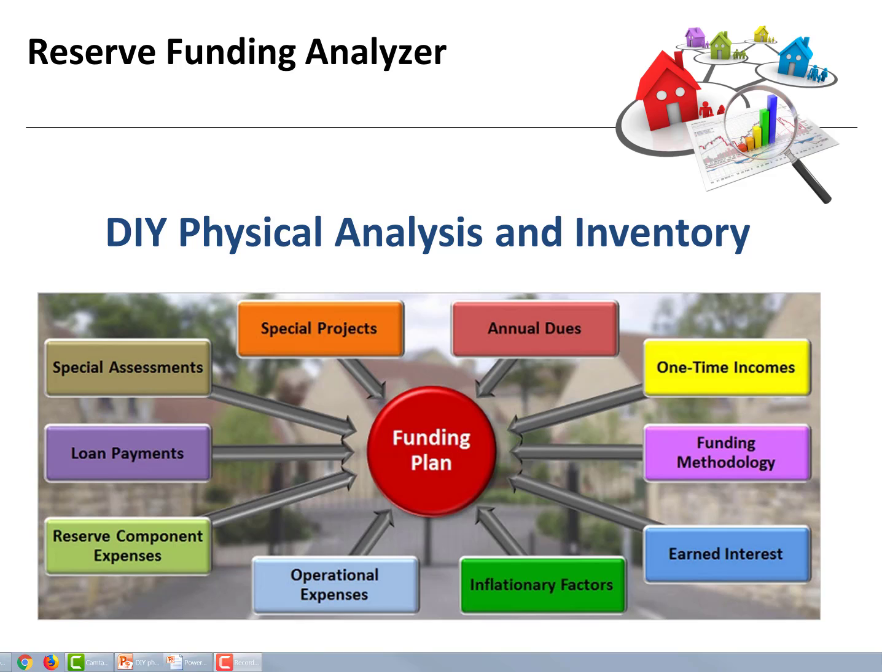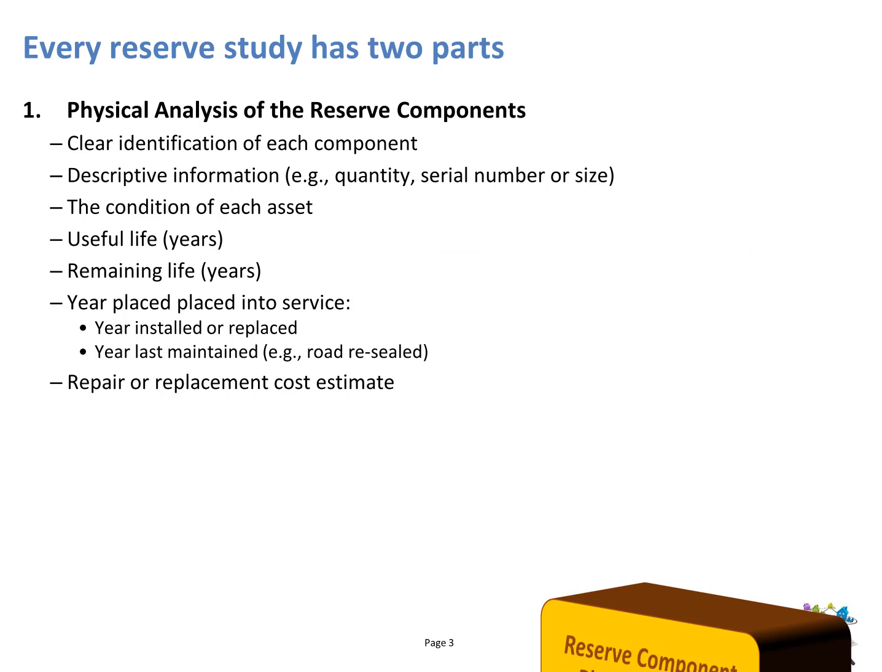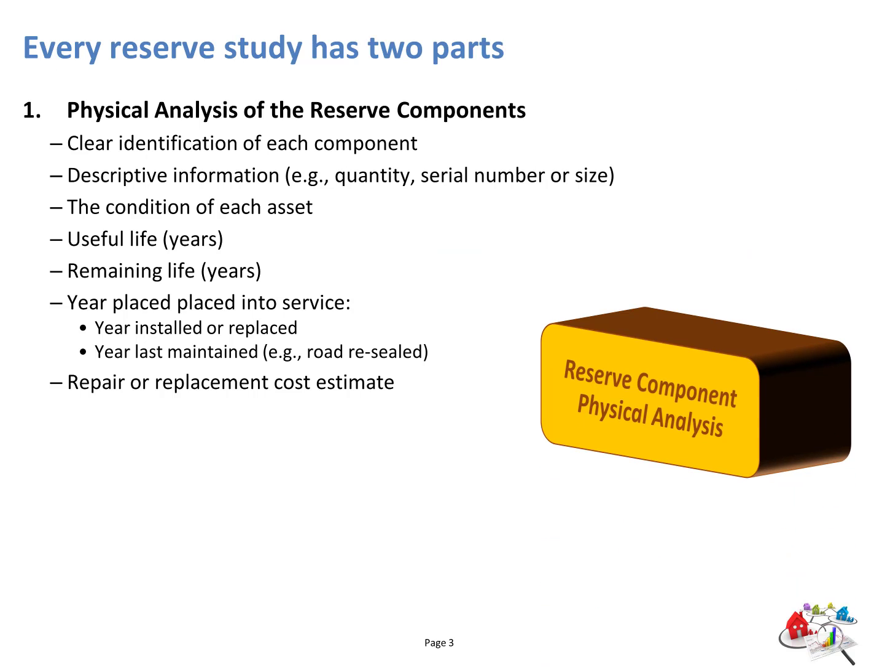In this video, I will be showing you how to perform your own reserve component physical analysis and inventory, which is the most important part of a reserve study. Now, every reserve study has two parts: the physical analysis of the reserve components, which include such things as the identification, of course, descriptive information such as the quantity, the condition of the asset, its useful and remaining life, when it was placed into service, and what is an estimate of the repair or replacement cost.